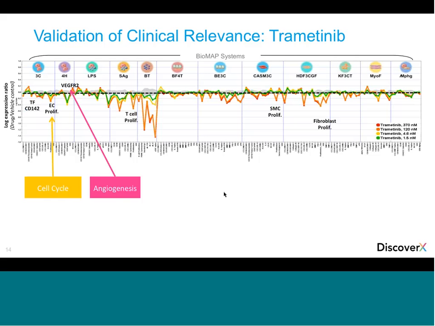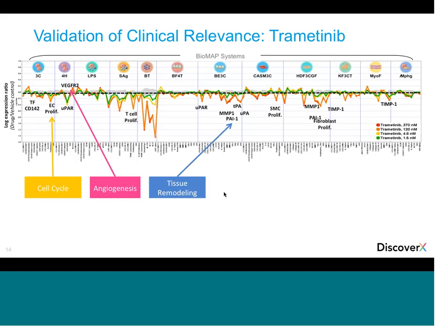We also see effects on markers that play a role in angiogenesis. We know that trametinib inhibits angiogenesis, that's the growth of blood vessels in vivo, and so we see that recapitulated here.